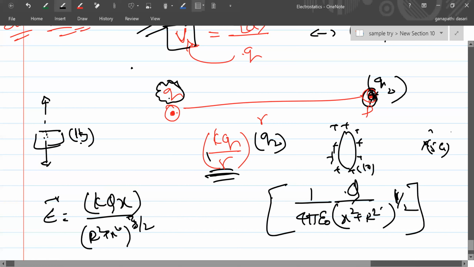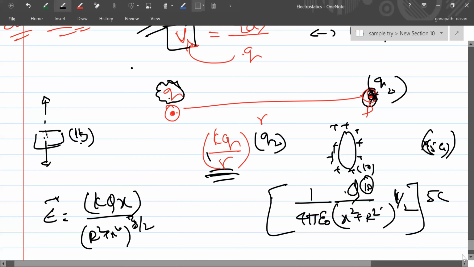Potential into this charge, Vq, is the potential energy. This charge is 5 coulombs, so like that you will take. And this Q is how much? 10 coulombs you substitute and you'll get the answer. If you know the potential, you'll get the potential energy easily.